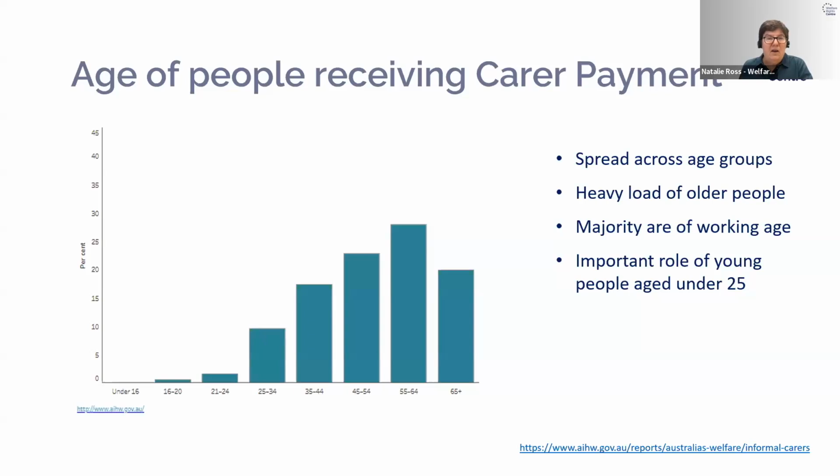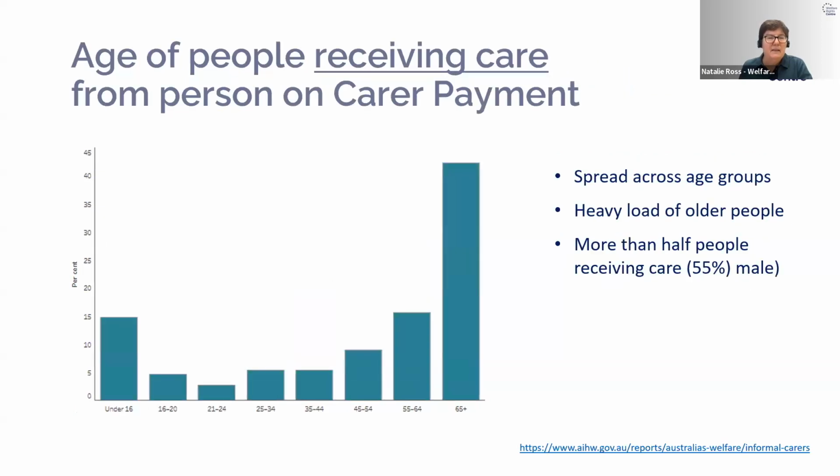So the age of people getting carer payment, the majority are of working age, but there are some young people as well who get carer payment. For people who are being cared for, it really is the young and the old who are the main people needing care.